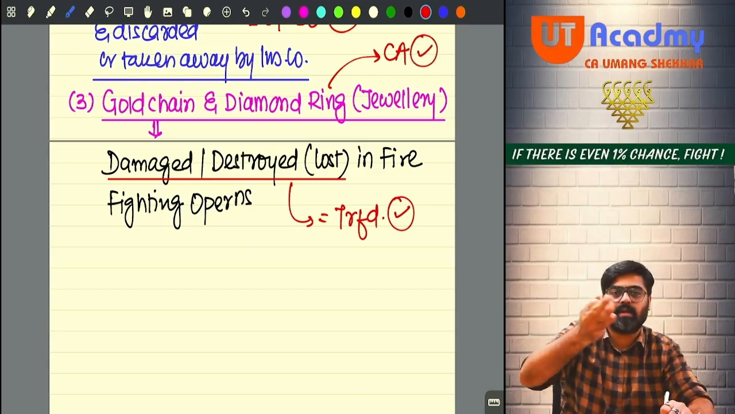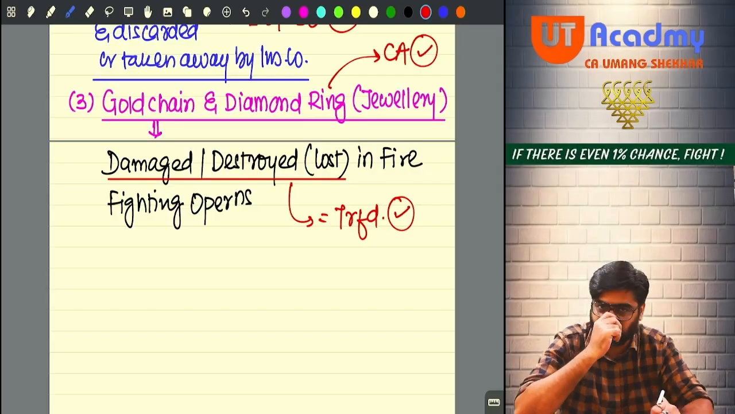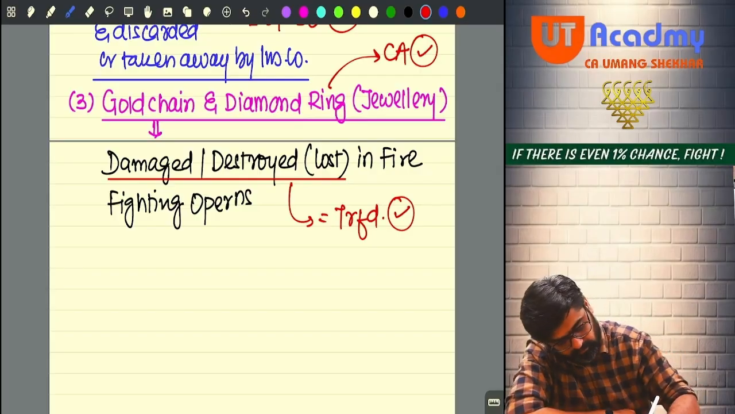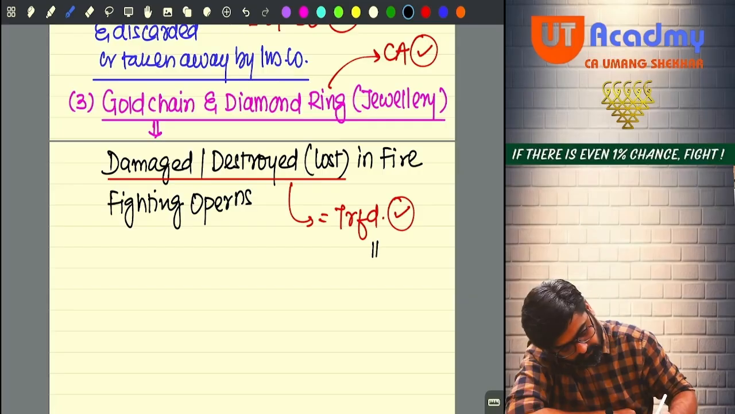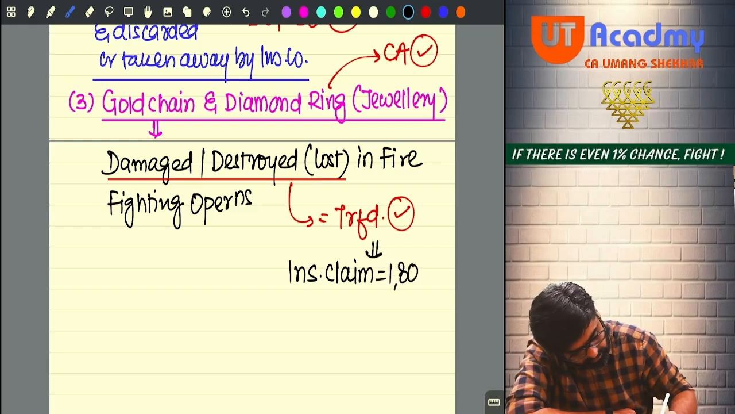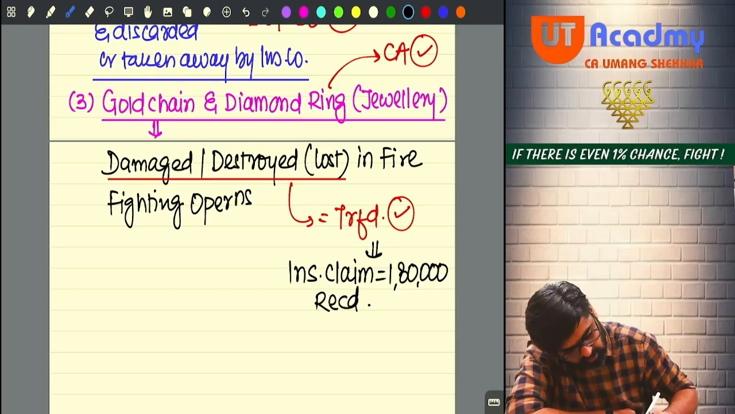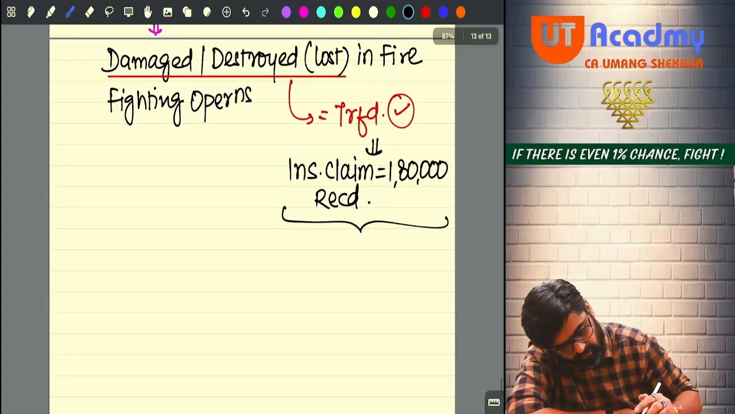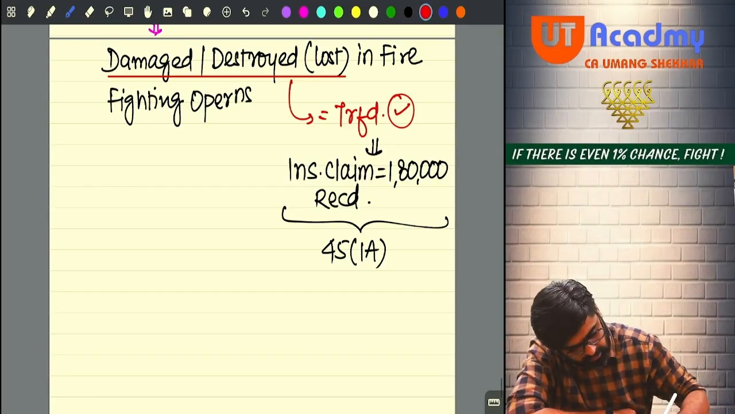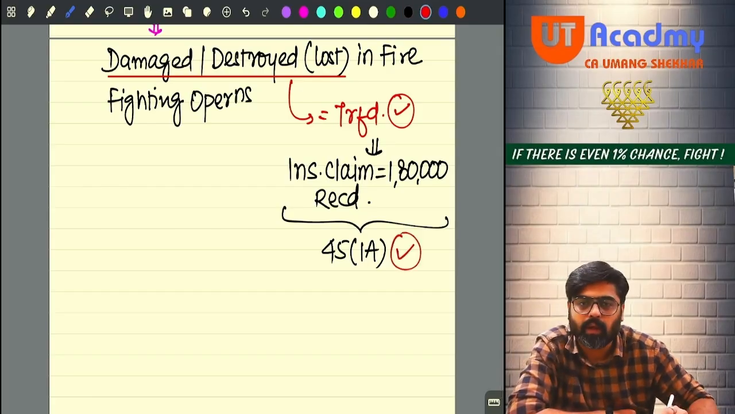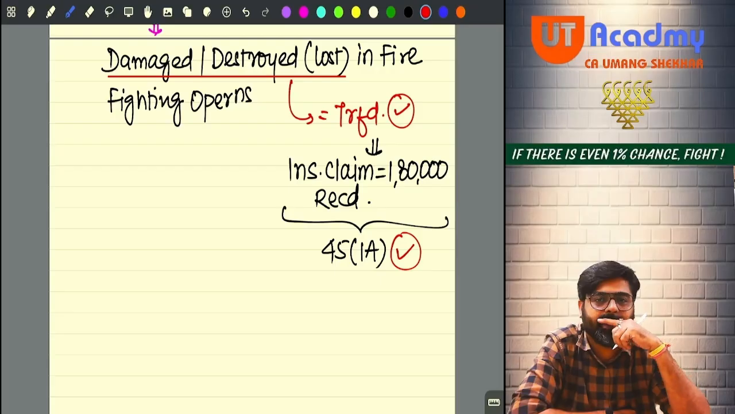Another capital asset is damaged, destroyed. Here, on this transfer, the insurance claim is equal to 1,80,000, which is received, yes or no? And on receipt of this insurance claim, section 45(1A) capital gain would arise. And now 45(1A) capital gain will be calculated.